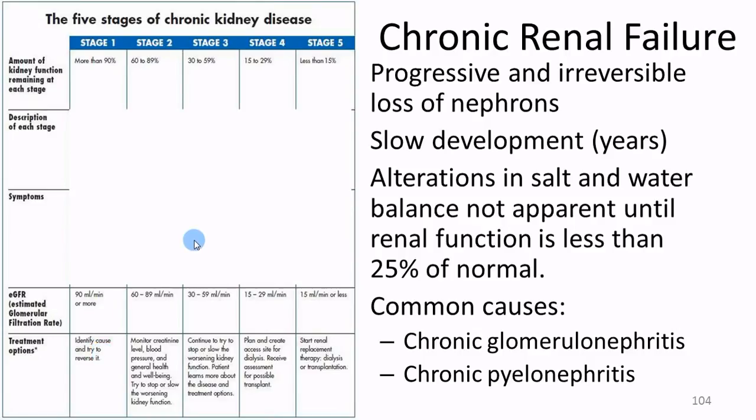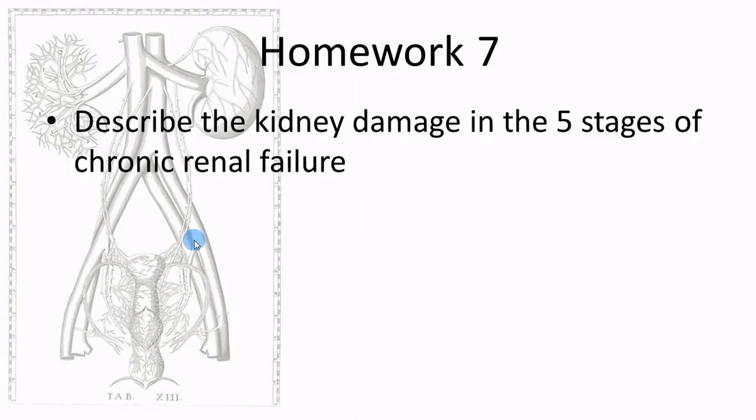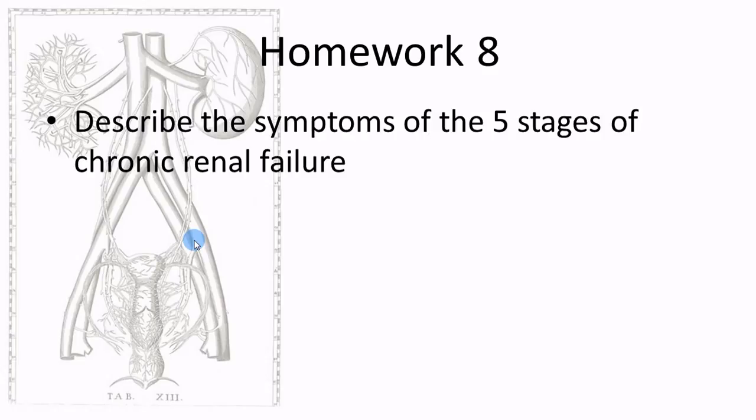But for homework number 7, you're going to look up those different stages, and you're going to describe the kidney damage in the 5 stages. So don't make this super elaborate. Just say stage 1, here's the damage that they see. Stage 2, here's the damage. Then once you finish that one, go to the next one, and then you're going to write the symptoms of each of the 5 stages. So for homework number 7, we're describing what's going on in the kidney, and homework number 8, what's going on with the symptoms of the 5 stages.